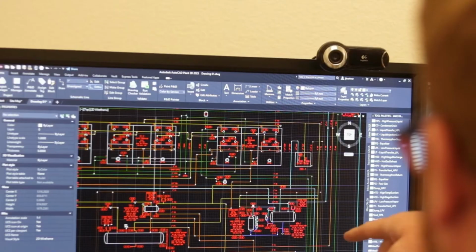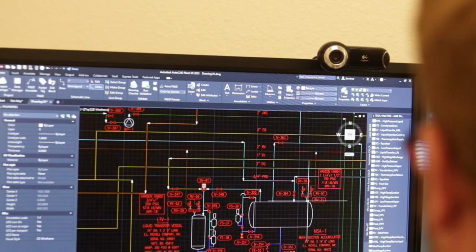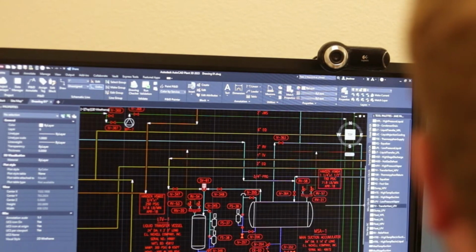Ideally, P&IDs will be utilized as a resource at your facility. Let's consider several ways you can incorporate these drawings into your normal business operations.